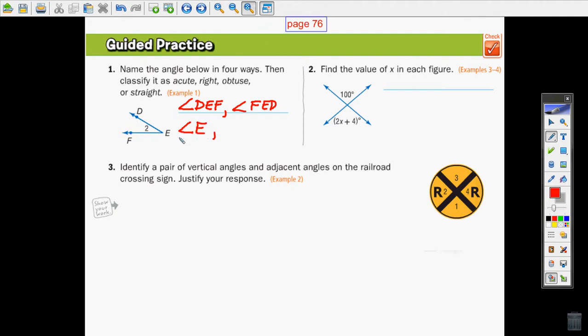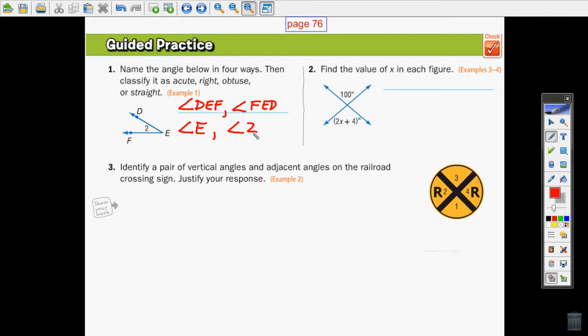And finally, because this angle is numbered, which is not typically the case, but it is in this case, we can call it angle 2. And that's just to let you know that at times we can name angles by their number if they include one. Let's move on now to number 2.